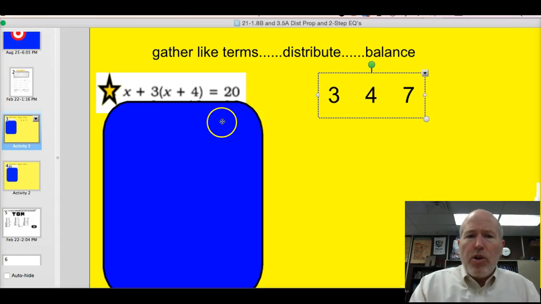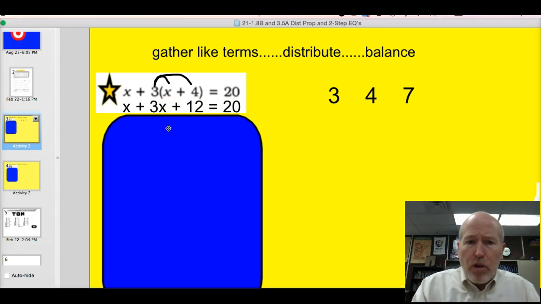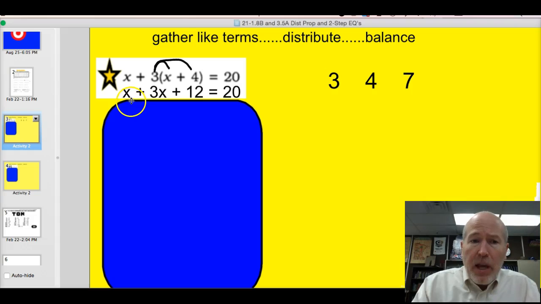All right, and you need to know how to distribute. To distribute this, we can take 3 times the x and we can take 3 times the 4. That's what the distributive property is, which we looked at way back in October. First of all, we can't gather up any of these like terms yet, but we can distribute out that 3. So 3 times x gives me 3x, and 3 times the 4 gives me the 12. Now we have x plus 3x plus 12 equals 20.